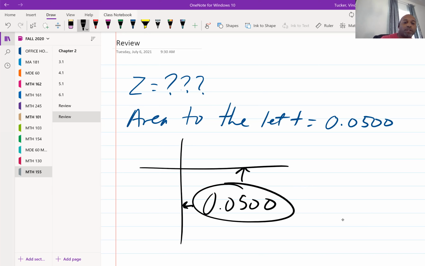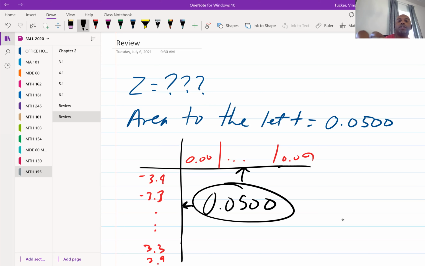Remember over here, we have 3.4, 3.3, dot, dot, dot, all the way to positive 3.3 and 3.4. Then up top, we have 0.00, 0.1, and I'll just leave that blank since I made it short, going all the way to 0.09. We want to know what's the closest thing to 0.0500 in the z-score chart.